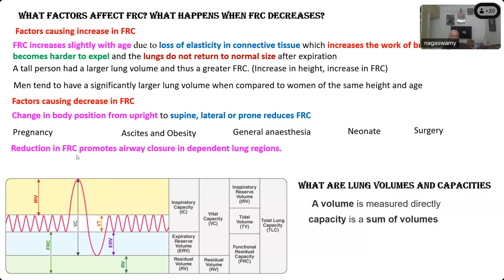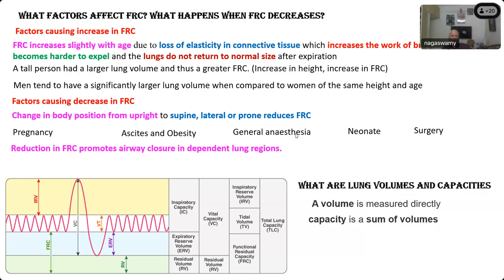So reduction in FRC promotes airway closure in dependent lung regions. To have a normal FRC, the airways remain open till you fully exhale. But if FRC decreases, airway closure occurs much faster. So V/Q mismatching will happen. And also, when there is a reduction in FRC, when you induce anesthesia, the patients desaturate faster. So that is why the pregnant woman desaturates much faster if you don't pre-oxygenate properly. Similarly, patients with ascites and obesity will also desaturate.